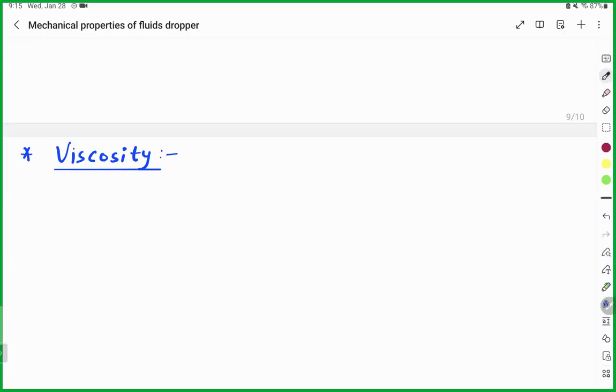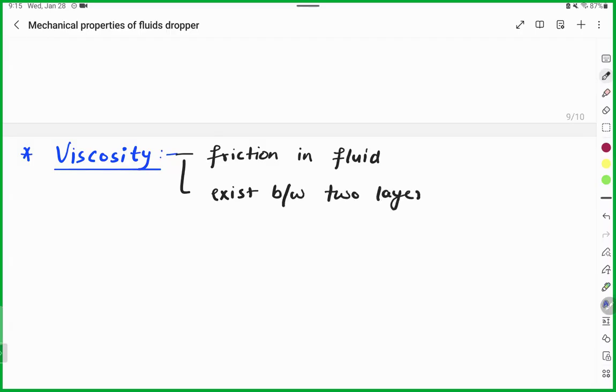Anvita, what is viscosity? Something about friction, which you told yesterday in class, right? Yes, friction in fluids. Friction in fluids, and it exists between two layers of fluid. Correct. So what happens when you have two different layers?